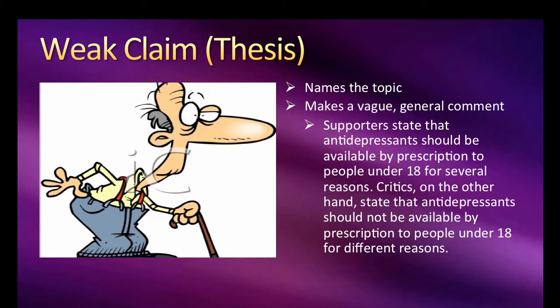So if we look at our two sentences together, yeah, it names the topic. It says that the supporters state that antidepressants should be available and critics state that antidepressants should not be available. That's the topic. But the comments that it makes are very, very vague to the point that they're really useless. It says that supporters state that they should be available for several reasons. Well, that doesn't really tell the reader anything. And the critics say that they shouldn't be available for different reasons.